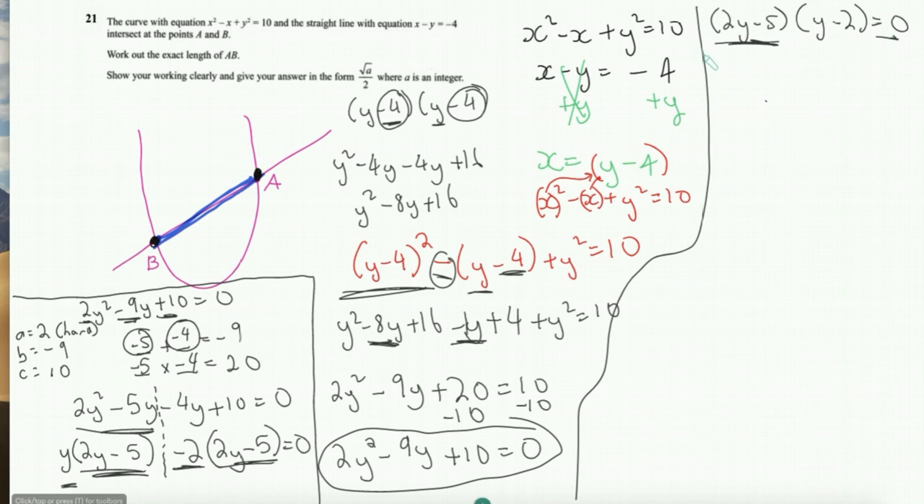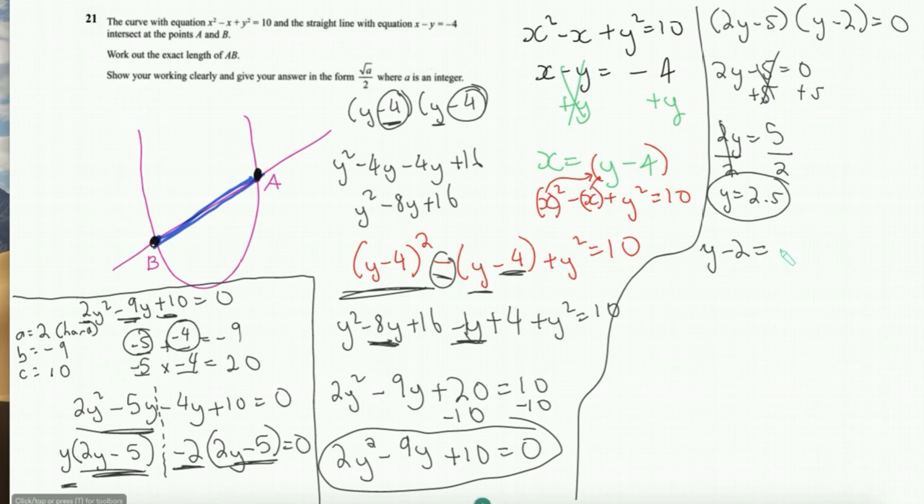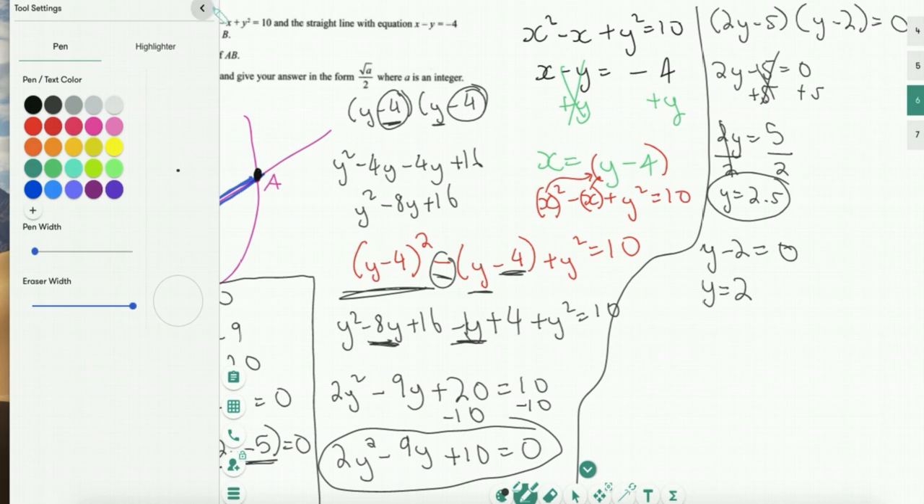2y minus 5 equals 0. Let's write that down. 2y minus 5 equals 0. So plus 5 on both sides. 2y is equal to 0 plus 5, which is 5. 2 times something is 5. We'll divide both sides by 2. Y equals 2.5. And then we'll do the same thing with this bracket here. So y minus 2 equals 0. This is pretty easy. What minus 2 makes 0? Y is 2.